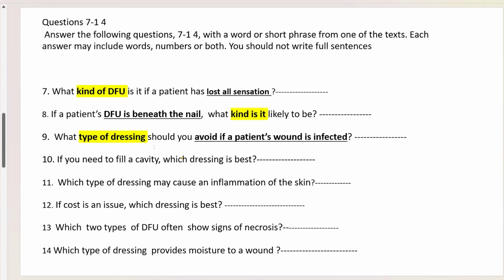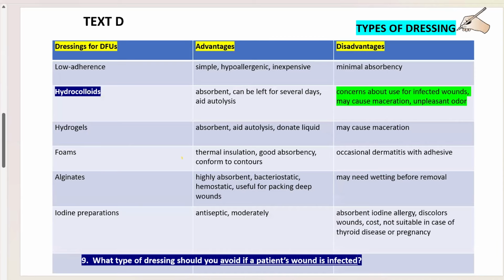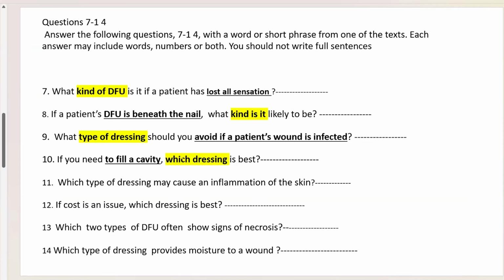What type of dressing should you avoid if a patient's wound is infected? From the question we understand that it's about the type of dressing and something you need to avoid if the wound is infected. That means it will be in the disadvantages. "Concerns about use for infected wounds, may cause maceration, unpleasant odor." So what is your answer? Hydrocolloids. Use for infected wound.